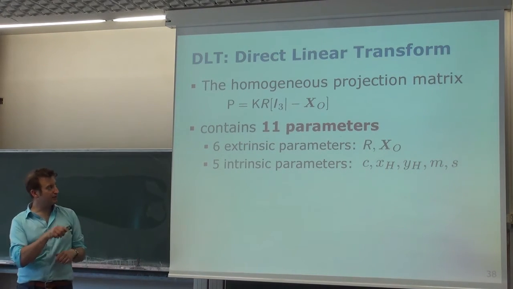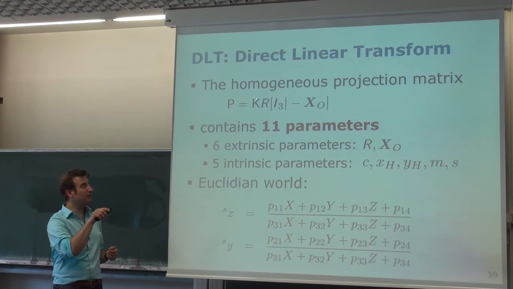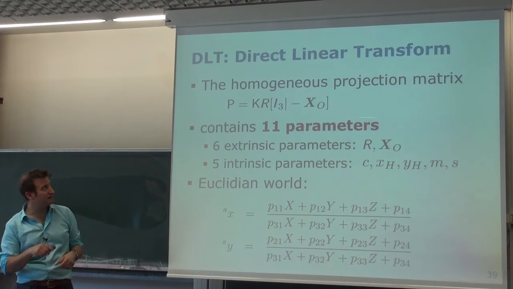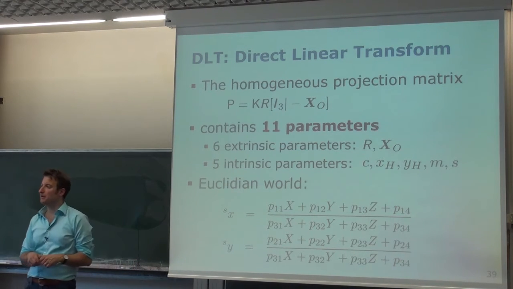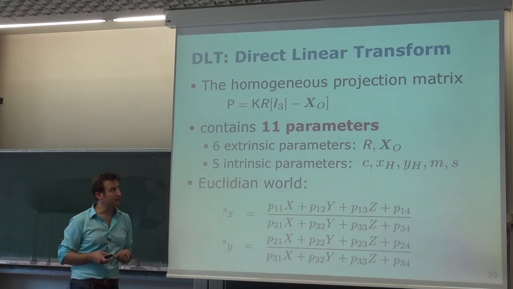Again, we can also do this mapping in the Euclidean world. This basically boils down to the projection matrix taking into account the rotation and the calibration elements, and then this would be the mapping using the full matrix over there.